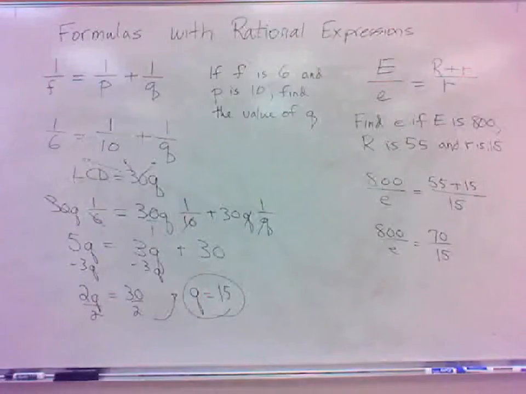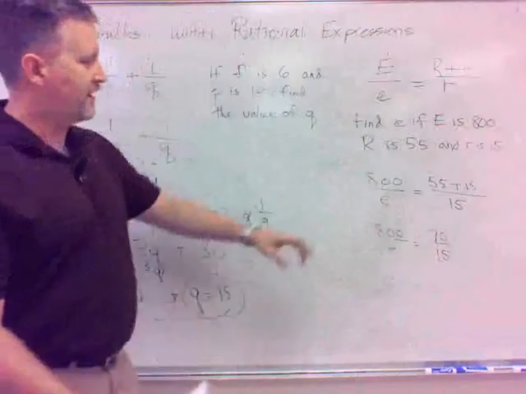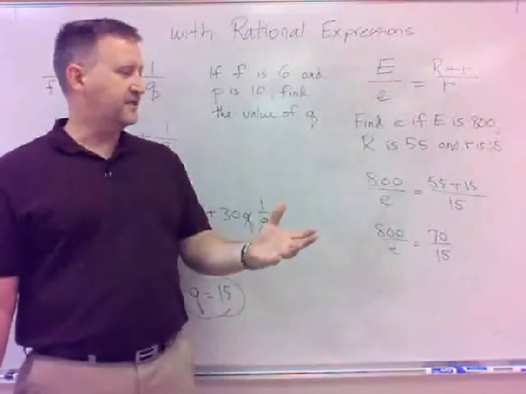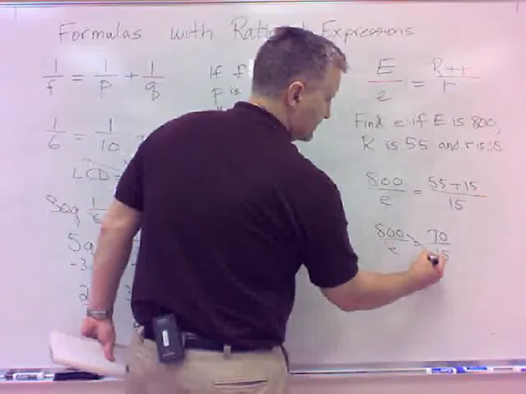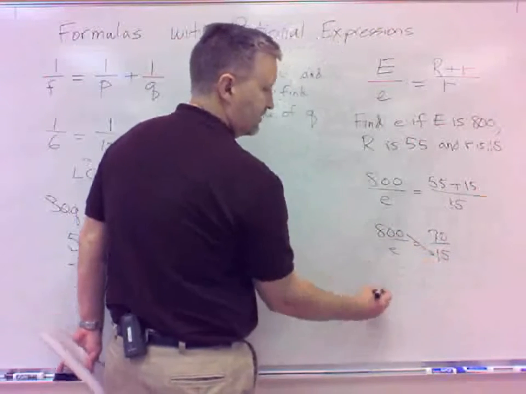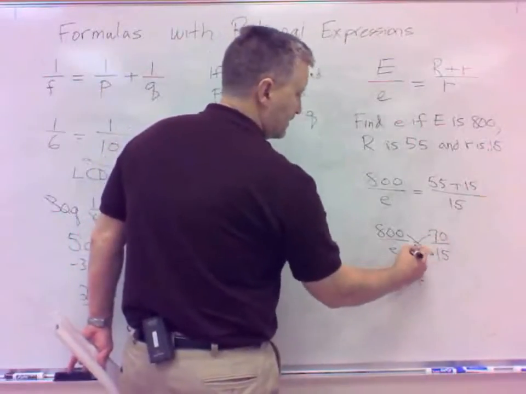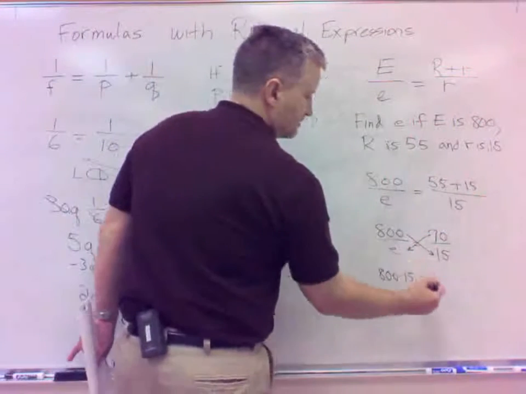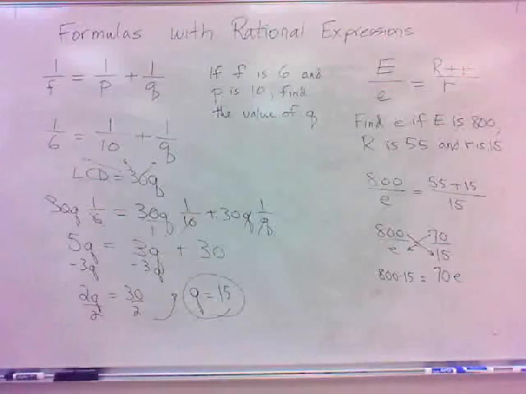Now what do we do? Well, this is one where we've got one fraction on each side. Anytime you have one fraction on each side, we can cross multiply, which means it takes the top on the left times the bottom on the right, 800 times 15, and then the same thing, top on the right times bottom on the left, 70 times little e, and those two things must be equal. Gives us a nice little equation to solve.